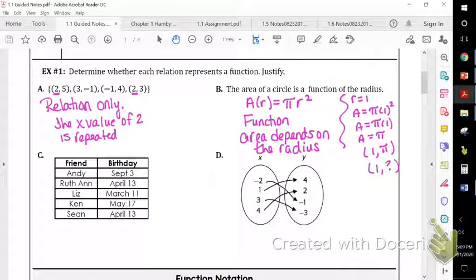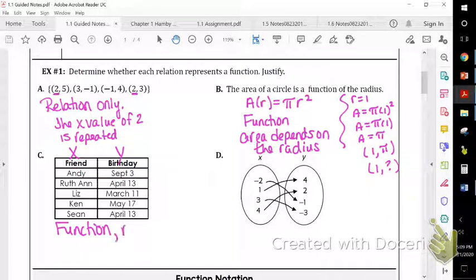C is still a set, okay? It's not numbers, but it's still a set here. So we've got these ordered pairs. So our first is our x's, our second one is our y's. And so look, are any of the x's repeated? No, none of them are repeated. So therefore, this is a function.